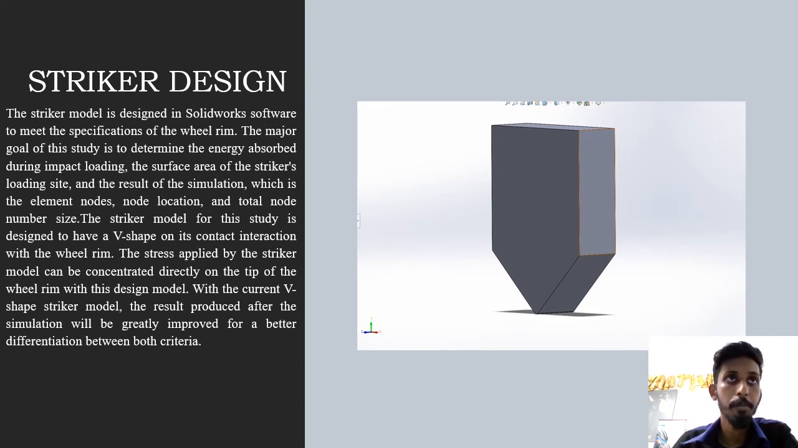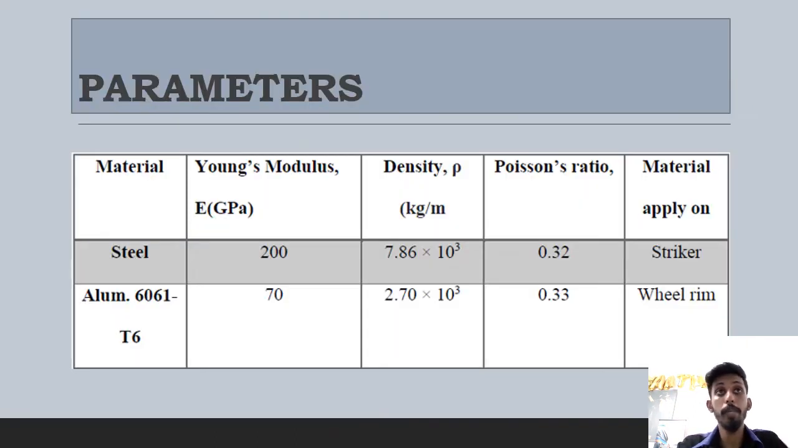with the wheel rim. The stress applied by the striker model can be concentrated directly on the tip of the wheel rim with this design model. With the current V-shaped striker model, the result produced after the simulation will be greatly improved for a better differentiation between both criteria. Moving on to the parameters.